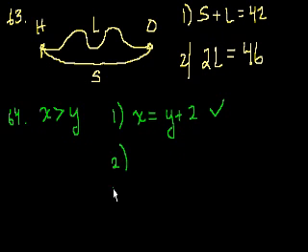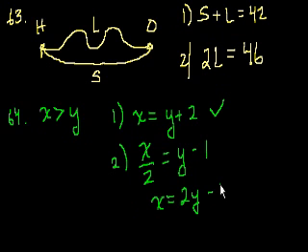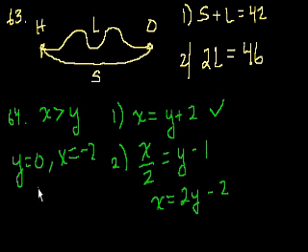Statement number 2. X over 2 is equal to y minus 1. This doesn't look as clear. So x is equal to 2y minus 2. So we just have to come up with one y where y is less than x, and another y where y is greater than x, and then we would have proven our point. So let's think about it. When y is 0, using statement number 2, what's x? X is minus 2. So that's a case where y is greater than x.